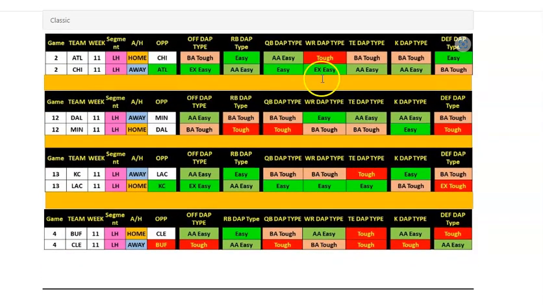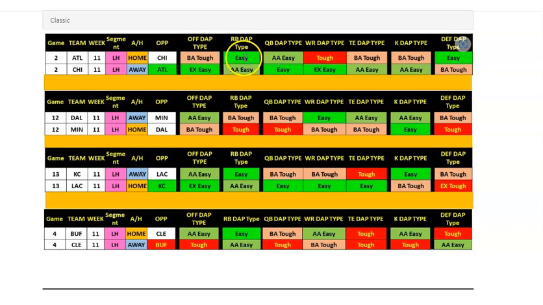These are my DAP scripts for the week right here. Atlanta and the Bears. You can read this as game, team, week, the segment, which is the last half of the season. Home and away. So Atlanta is playing at home. That's good. Their opponent, Chicago. Chicago's a little bit tough.